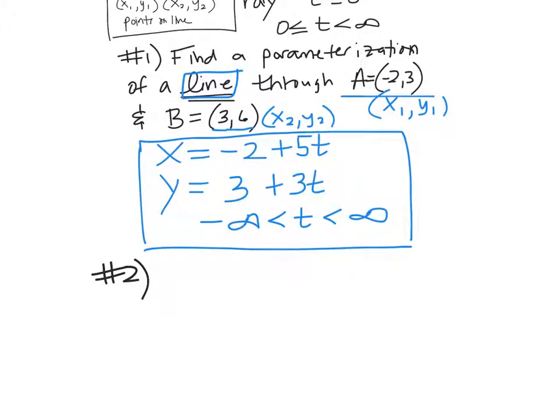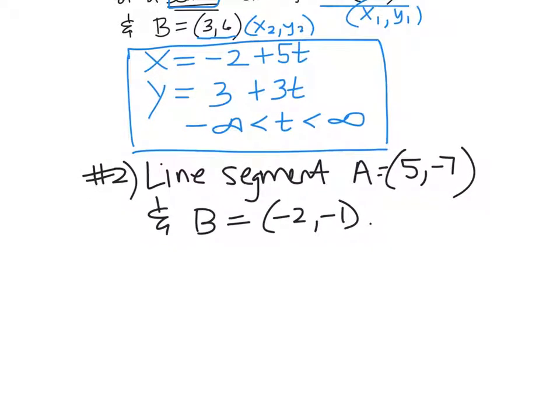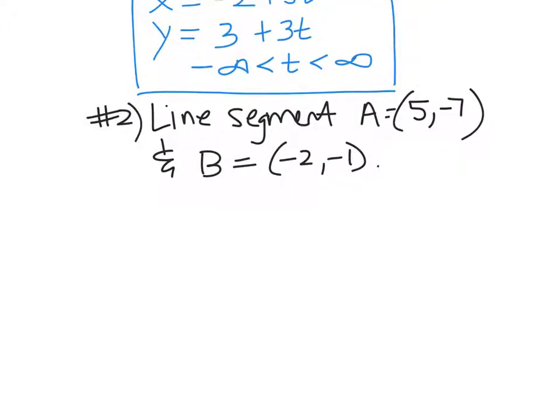All right, let's go ahead and find a line segment. A line segment through the point 5, -7, and b equals -2, -1. All right. I'm going to let you try this. Are you ready? You can do it. Use the formula I gave you. Find a line segment, and then make sure you tell me what t is. Okay? Did you get it? Let's see. Here we go.